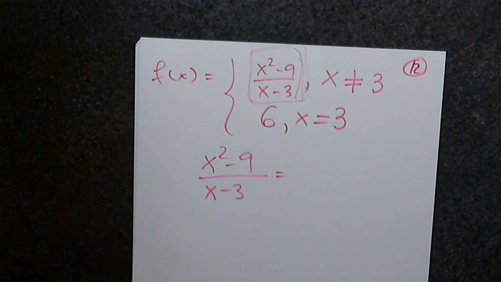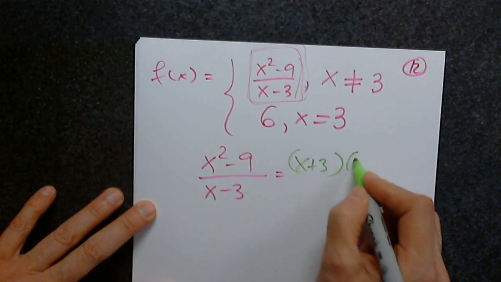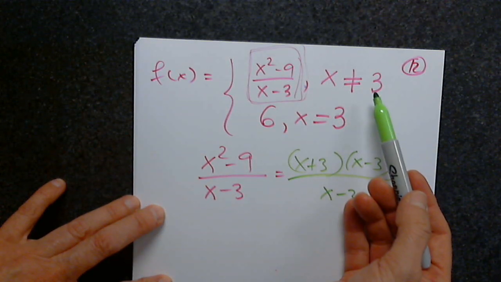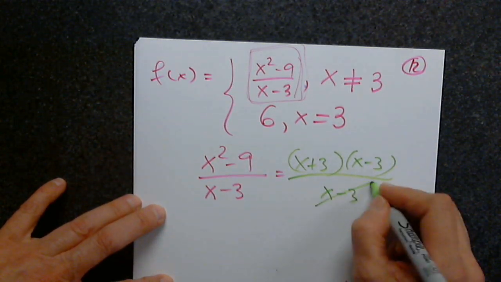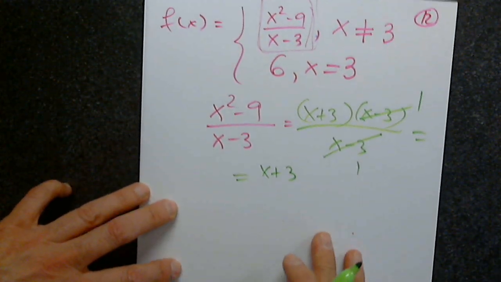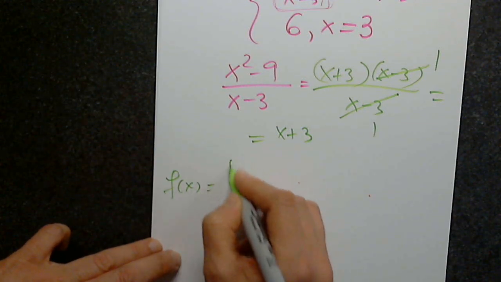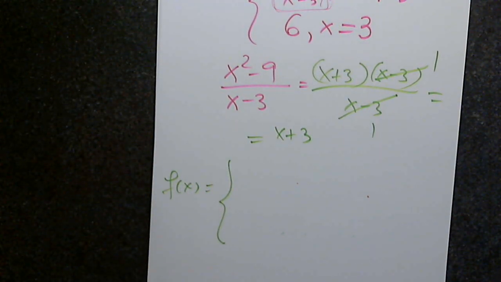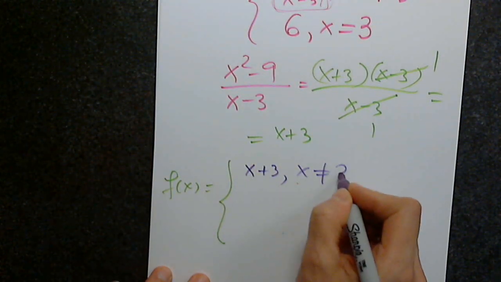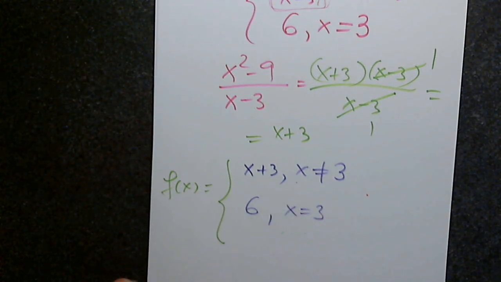Is there anything we can do to this? Yes, I factor the top. How? Excellent. 3 is not in the domain of this piece, so I can simplify. What do I get? Good. So now please dictate the function again, the simplified form. Yes. Excellent. And 6 when x equals 3. Way more human.